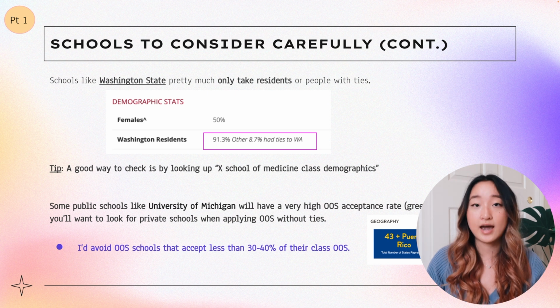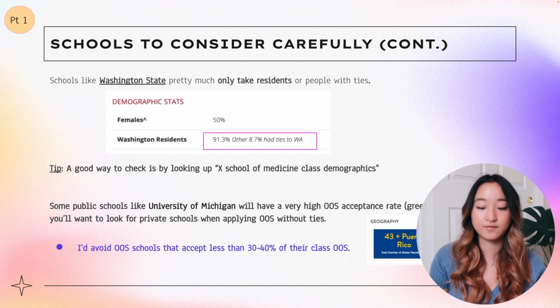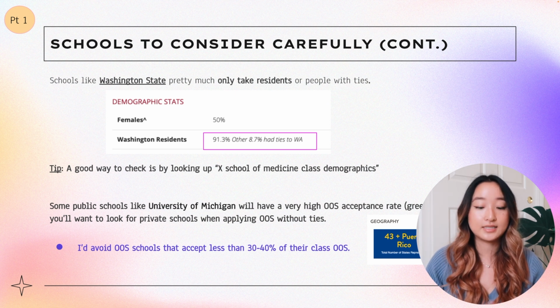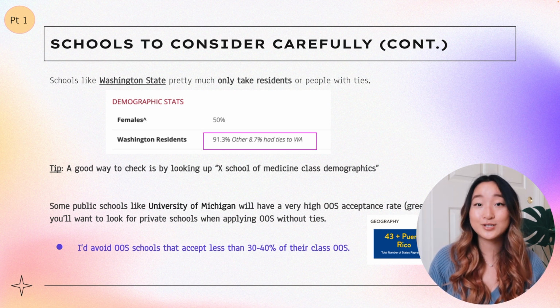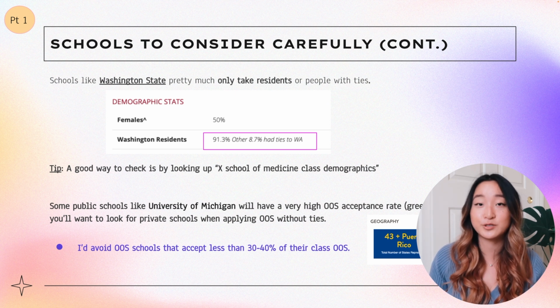A good way to check if an out-of-state school is okay with out-of-state applicants is to look up the name of the School of Medicine and then class demographics. Usually you'll be able to find a stat like this on their website. However, some public schools like the University of Michigan will have a very high percentage of out-of-state matriculants.